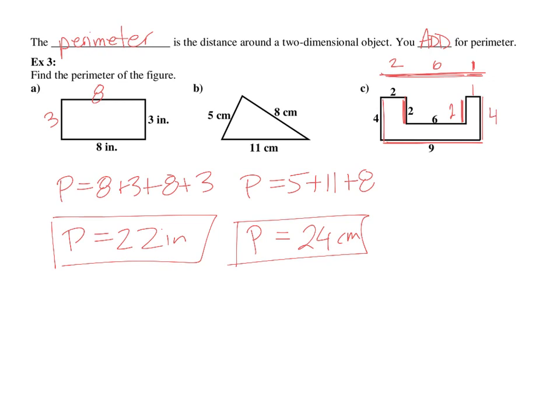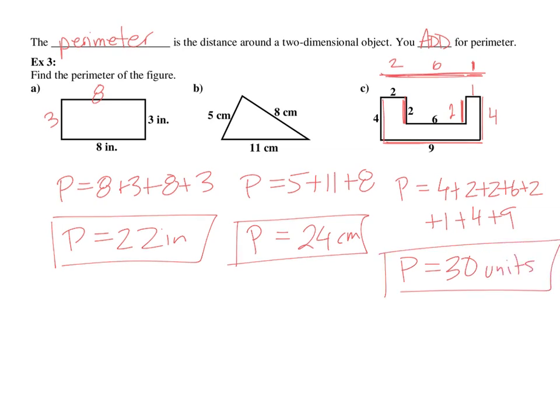All right, so you just have to think a little bit in order to get the other lengths that are missing. All right, now the perimeter is going to be equal to 4 plus 2 plus 2 plus 6 plus 2 plus 1 plus 4 plus 9. So the perimeter is equal to 30. And since there's no units of measurement, and in part C you just say units. All right, done with that.